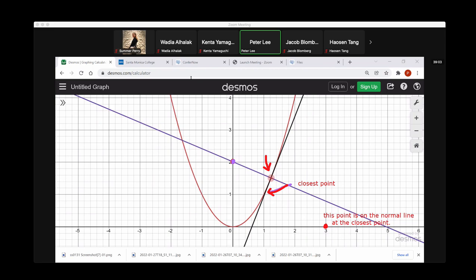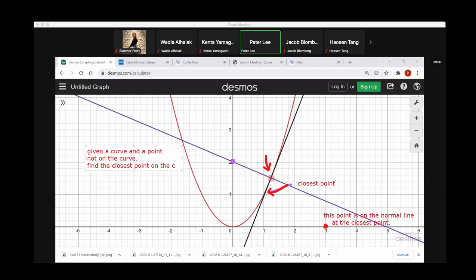So given a point, now basically what I'm trying to say is this: given a curve, and a point not on the curve, how do you find the closest point? Find the closest point on the curve.